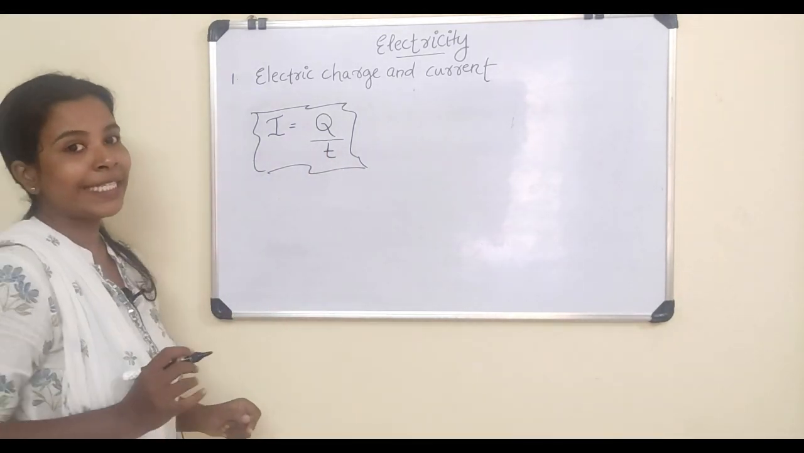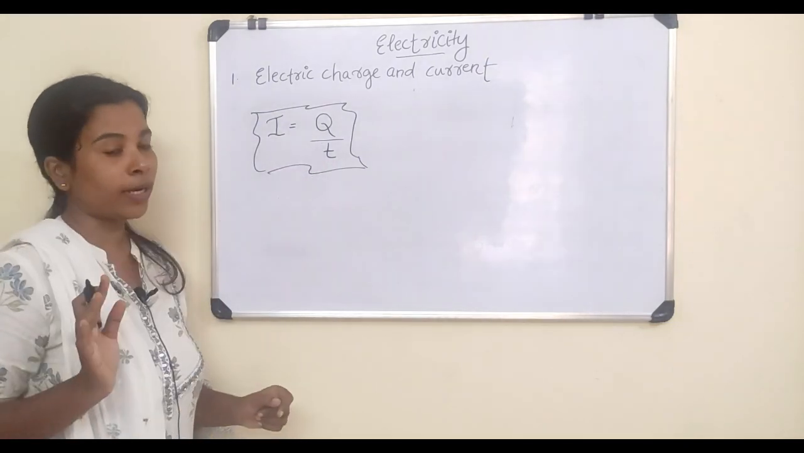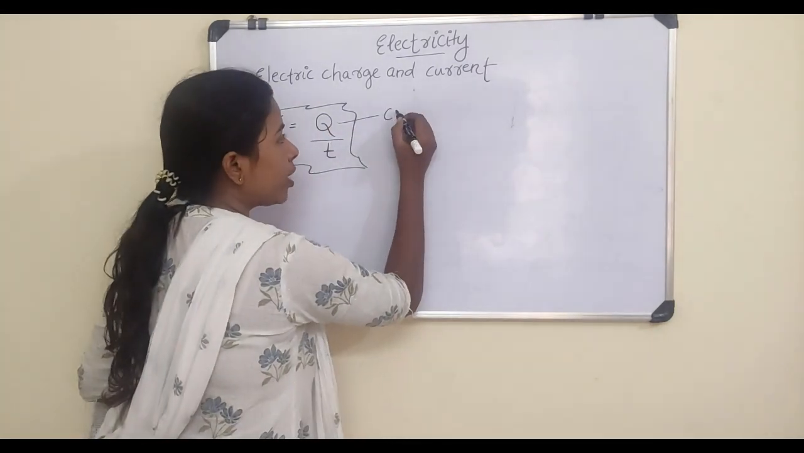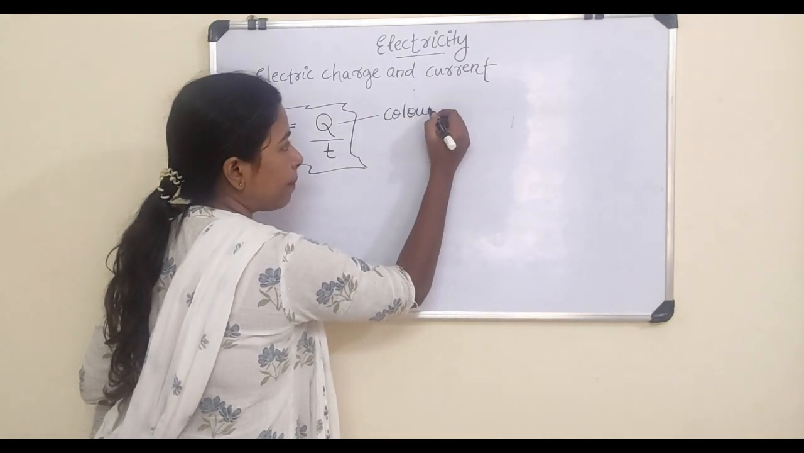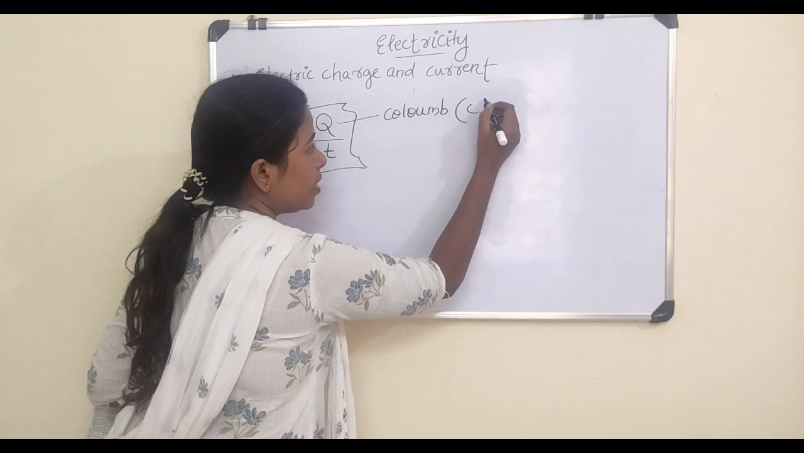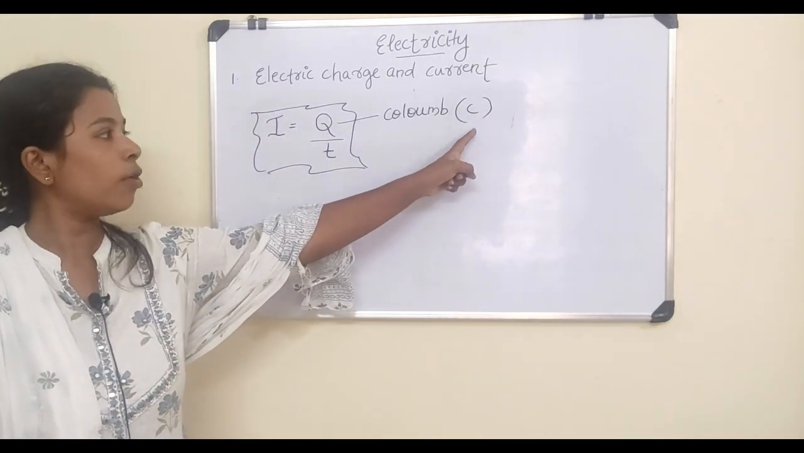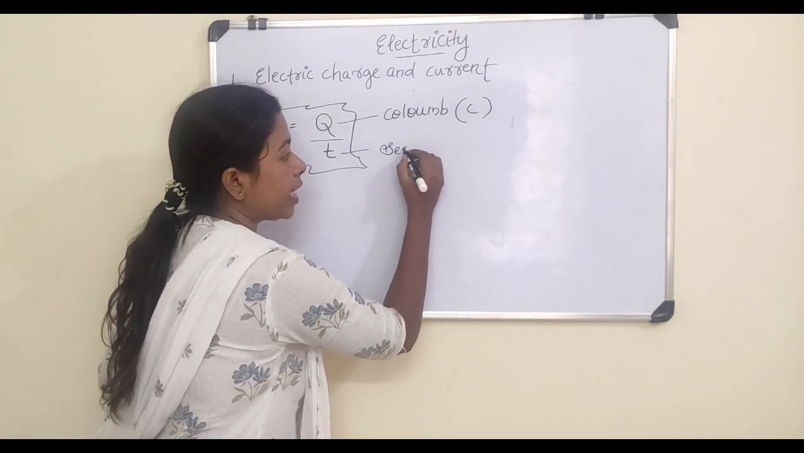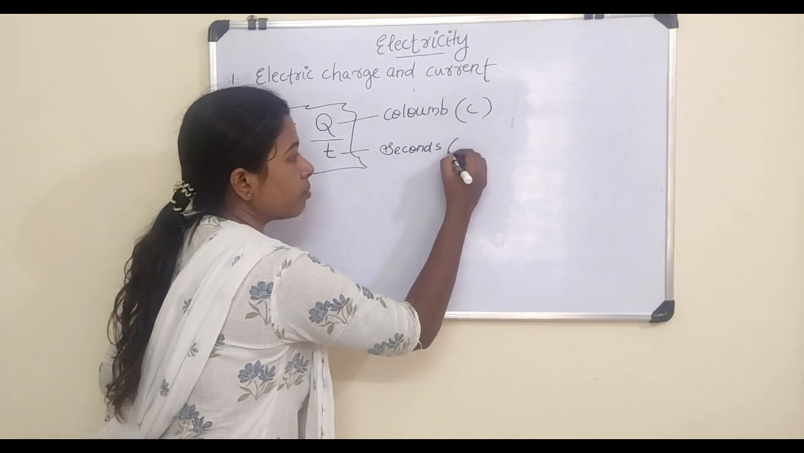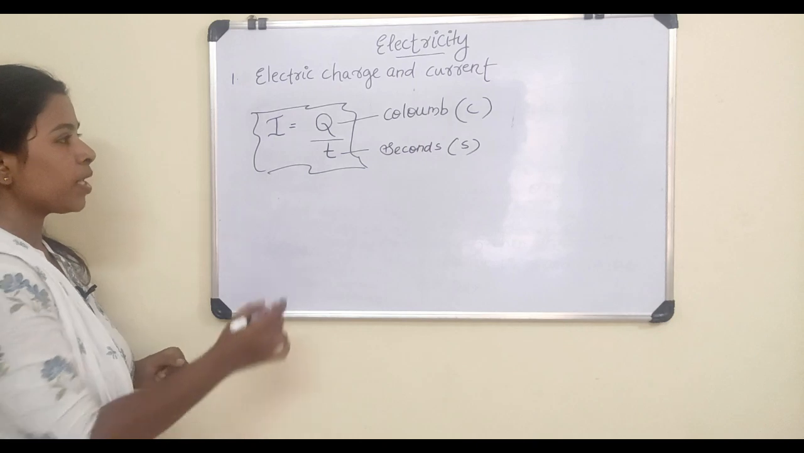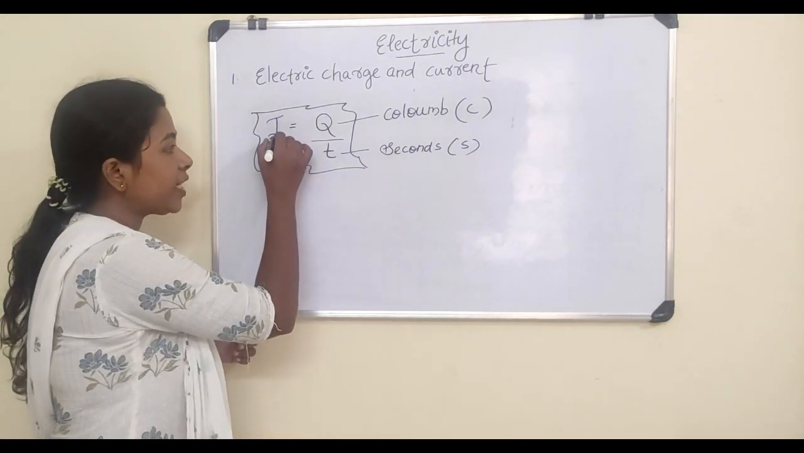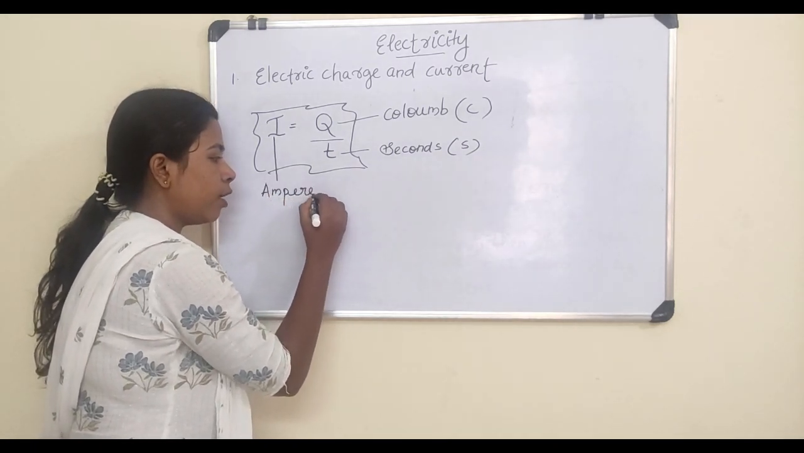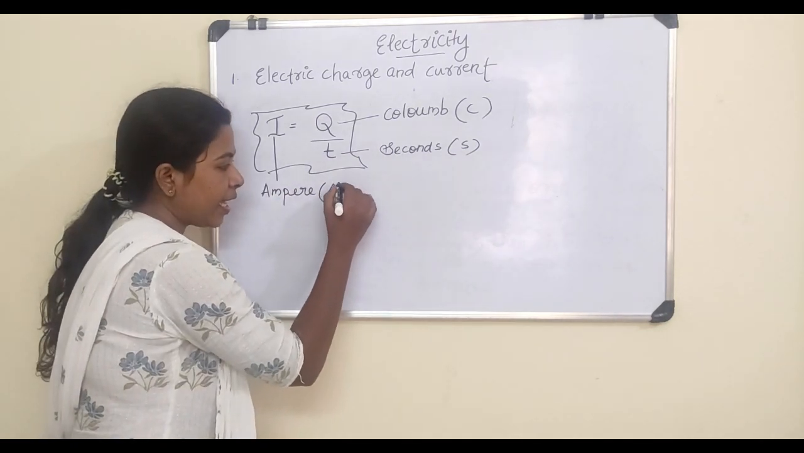Now let's see the SI units for the three quantities. The unit for the charge Q is coulomb, represented by the letter C. Time, all of you know the unit of time is seconds. We denote it by small letter s. Now what is the unit for electric current I? It is ampere. We denote it using the letter A.